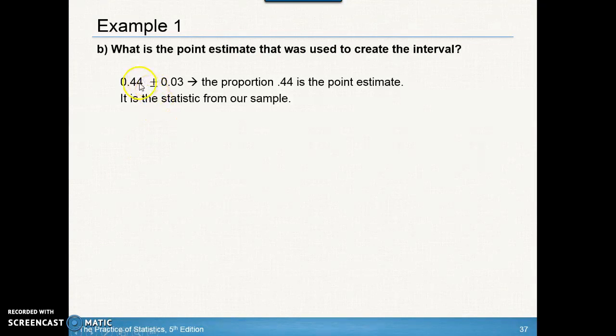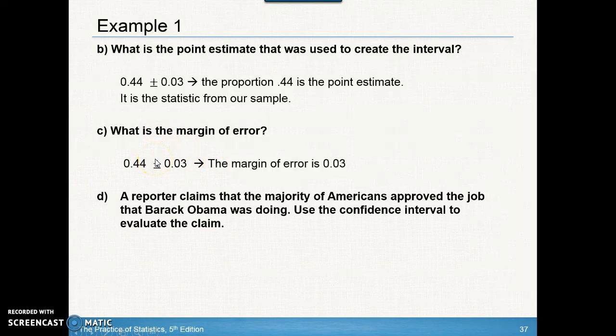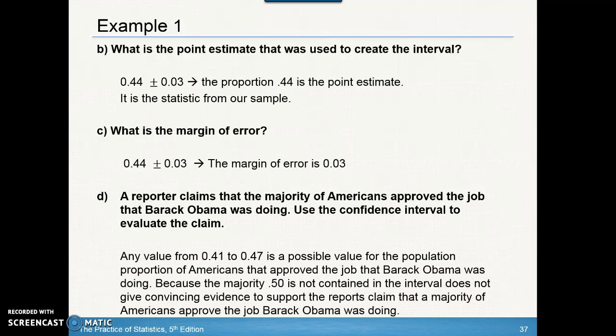Okay, so what was the point estimate? How do we get the point estimate? Your point estimate is always this number right here, the 0.44. It's the statistic from our sample. So it's always the middle of your confidence interval. If you ever want to find it, add the two ends and divide by 2. Your margin of error in this case was 0.03. That's a pretty small margin of error. Now let's take a look at that last question.